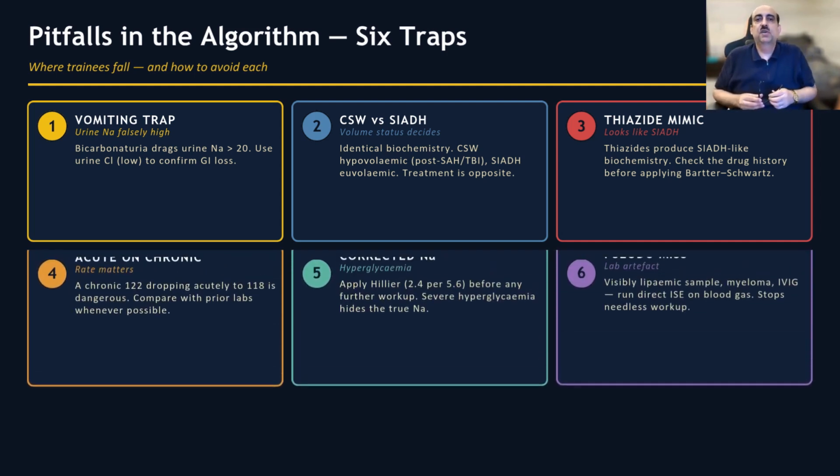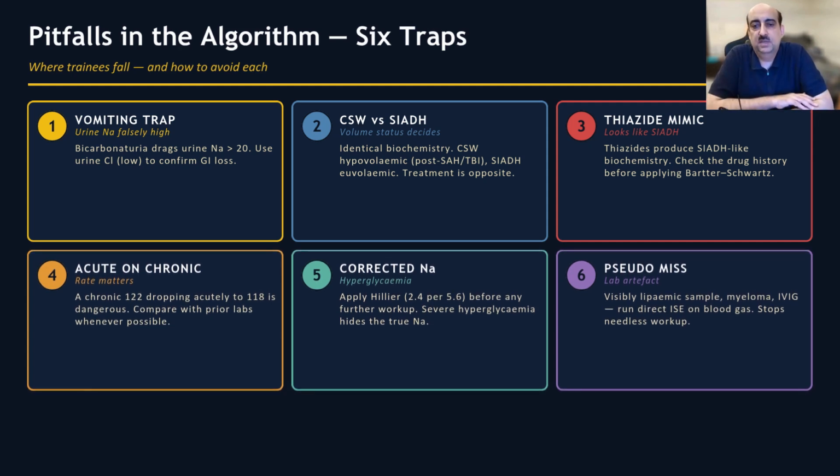Number 5 is the correction for hyperglycemia. So Hillier's correction formula, the translocational hyponatremia. So 2.4 millimoles of correction of serum sodium for every 5.6 millimoles per liter increase in the serum glucose above the normal cutoff. So severe hyperglycemia may present as hyponatremia, but that's usually translocational. It has to be corrected.